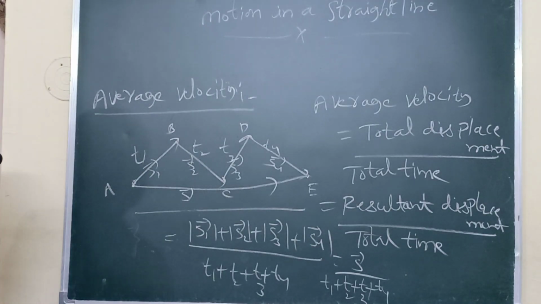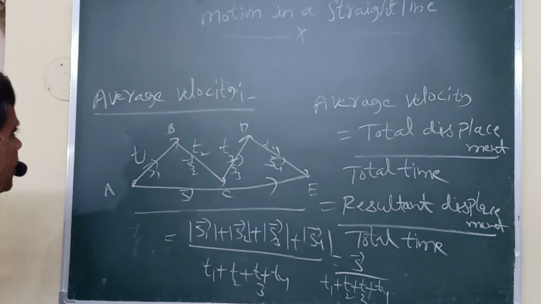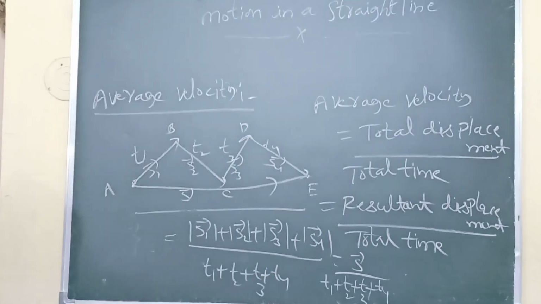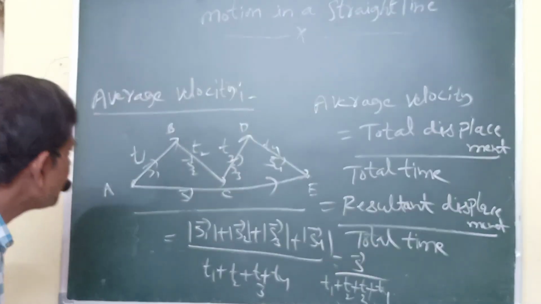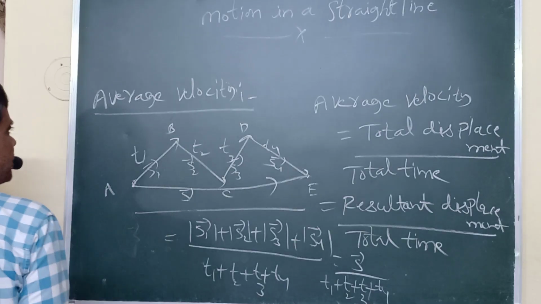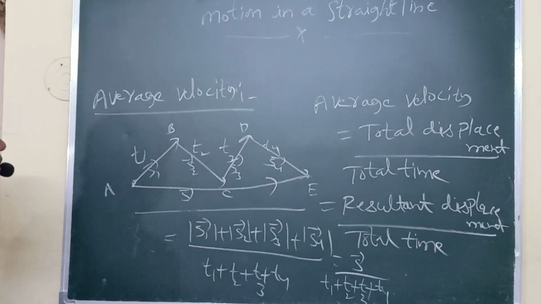Next, average speed. The average velocity and velocity formula are the same. What is the formula for velocity? First we are going to velocity. Average velocity I had already told. So, what is the velocity? What is the formula for velocity?